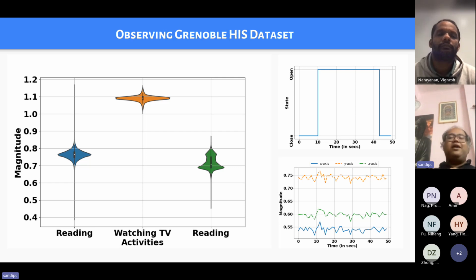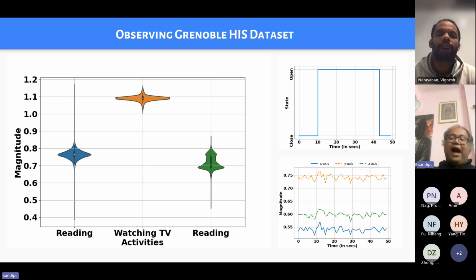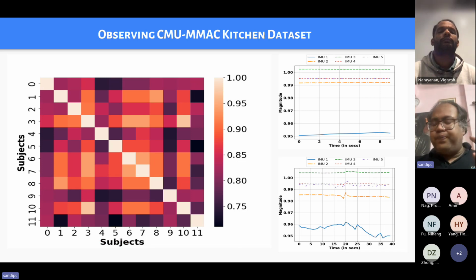We looked into the Grenoble HIS data set as well as something called the CMU MMAC data set that I was mentioning earlier. Lots of research works have been published with the help of those data sets, and those data sets are publicly available with the corresponding labels. But while analyzing them, we found that there are such inconsistencies within the annotation itself. That means the existing models have those inherent problems in the annotation. So we looked into this problem in further detail.